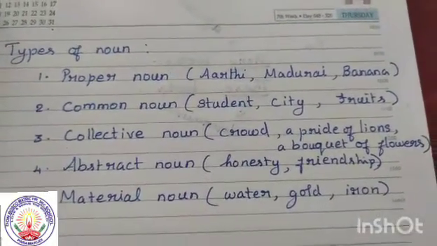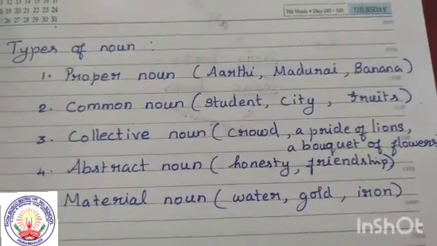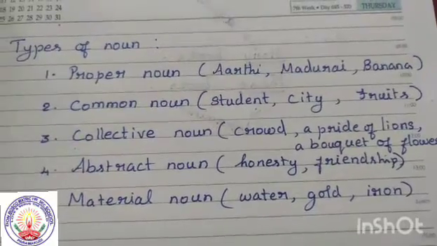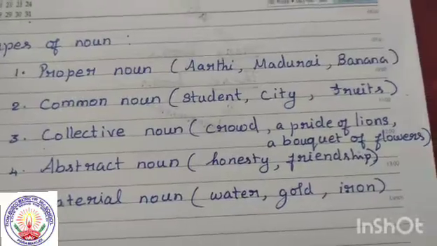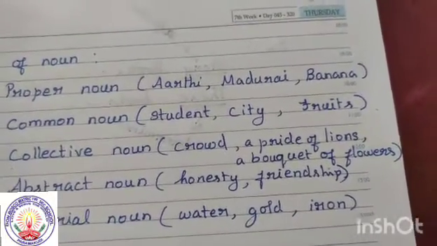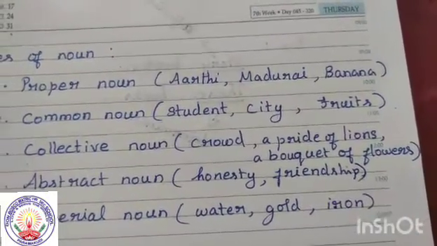Then collective noun. What is the collective noun? It's the name of a group. For example, crowd refers to a group of people. Then pride of lions, it's a group of lions. Bouquet of flowers, a group of flowers.